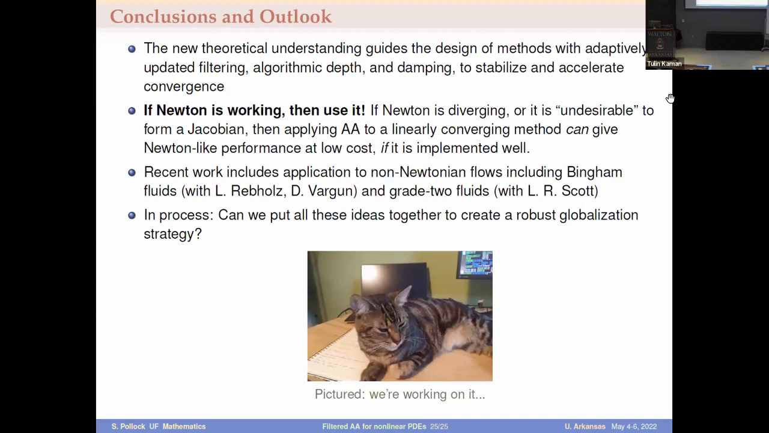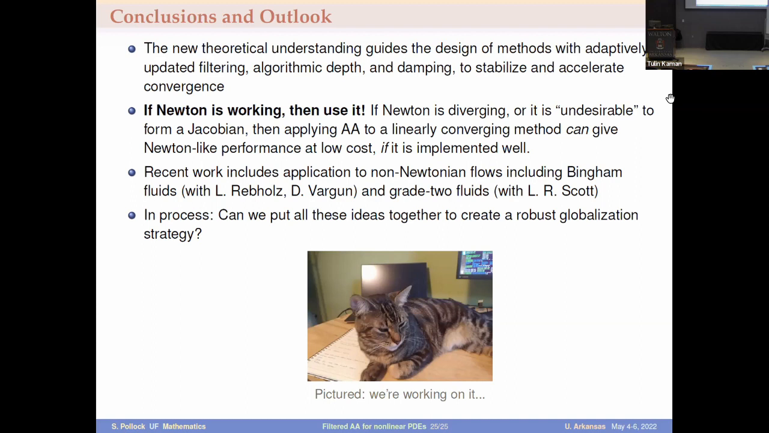So this new theoretical understanding helps us guide the design of methods with adaptively updated filtering, algorithmic depth, and damping. But remember that if Newton is working, just use it. This isn't going to help you. But if Newton is diverging or it is undesirable to form a Jacobian, then applying Anderson can really give you Newton-like or nearly Newton-like performance at really minimal cost. It's worth trying. Recently, we're working on applications to non-Newtonian fluids.